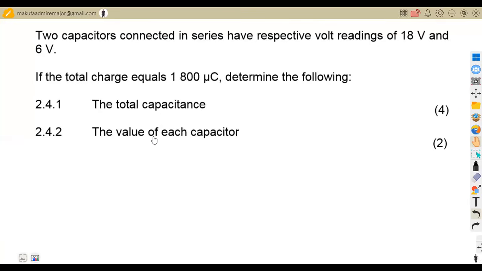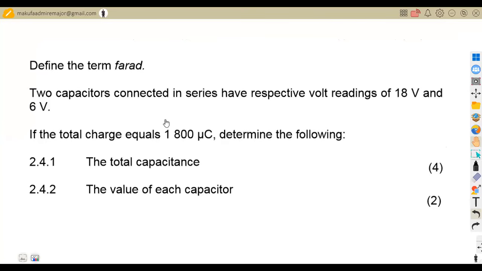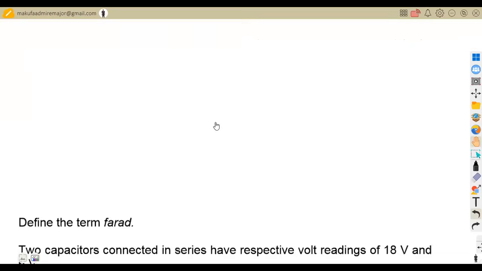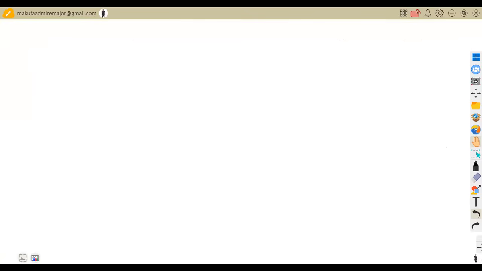Still working on our Electrotechnics N4 on this platform. We shall be working on capacitance. We just want to talk about the basics that we need to understand when we are dealing with capacitance. So before we check this part, we shall have a basic introduction of what we are talking about as capacitance.